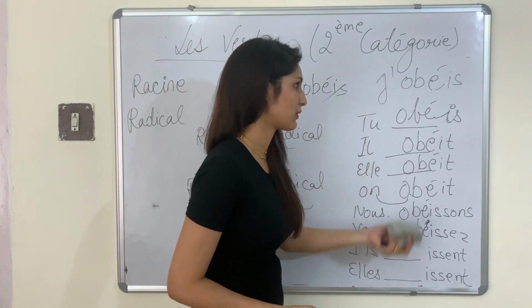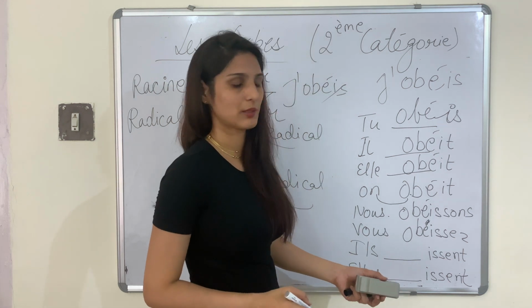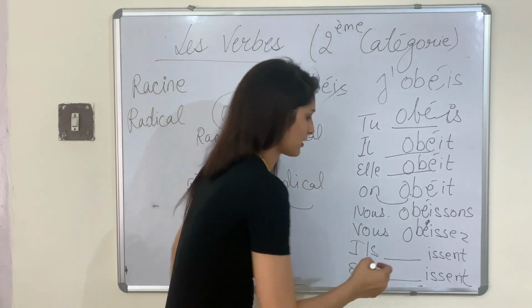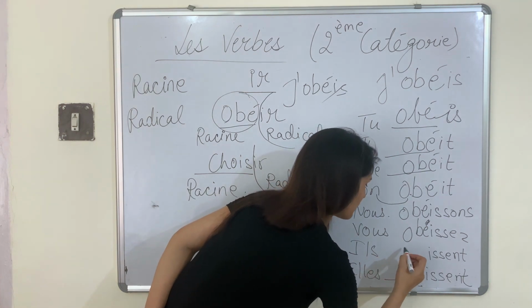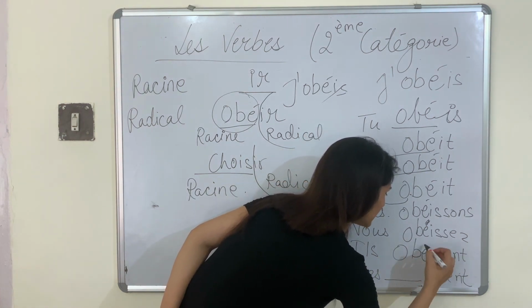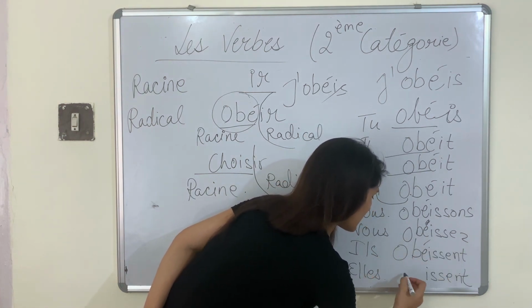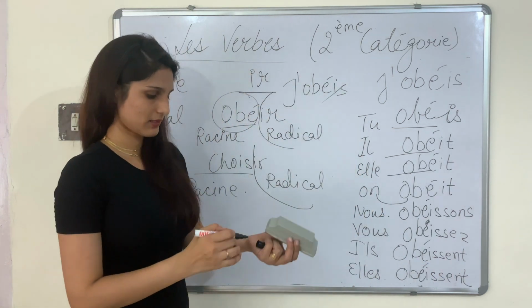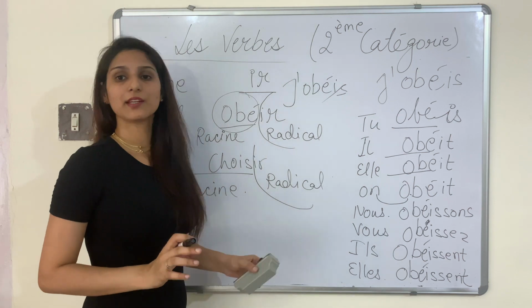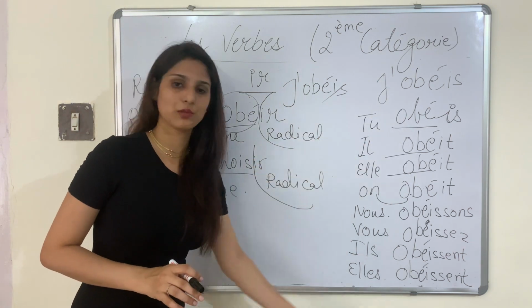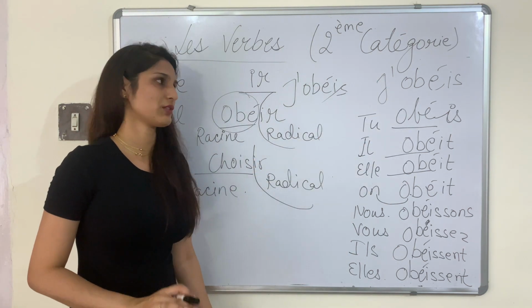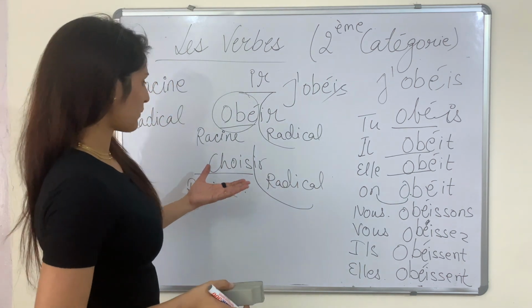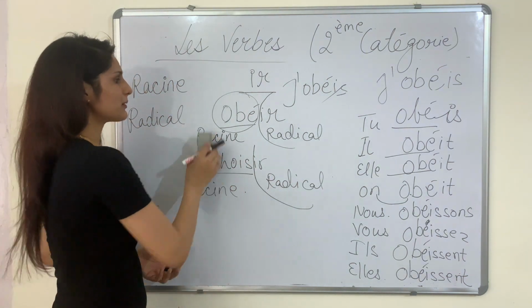You have to put your accent whenever you're conjugating the verb. This never gets off. And ils obéissent, elles obéissent. This is how you conjugate. This is very easy. In second category verbs, your terminaison remains the same. It never changes.